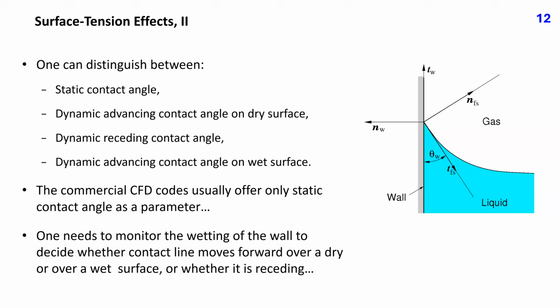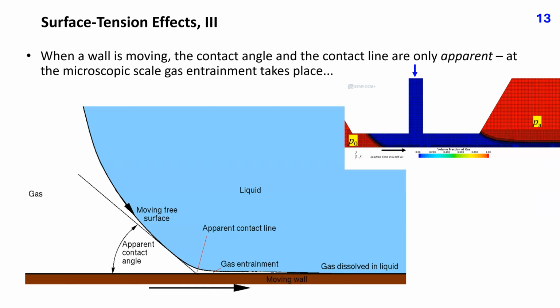One needs to monitor the wetting of the wall to decide whether the contact line moves forward over a dry or over a wet surface, or whether it is receding. When a wall is moving, the contact angle and the contact line are only apparent. At the microscopic scale, gas entrainment takes place.